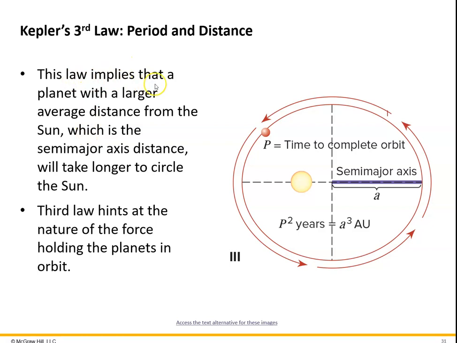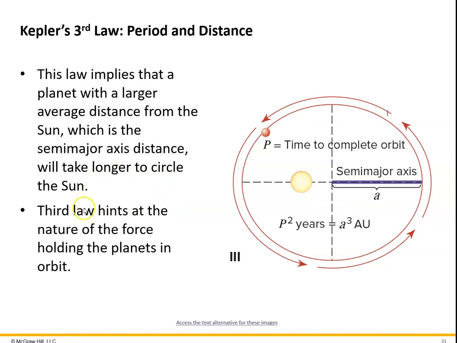What this law says? Remember, this is also known as his harmonic law. He called it that himself. So let me read this part right here. The third law hints at a natural force holding the planets in orbit. Of course, we know what that force is nowadays. It's gravitation, right?